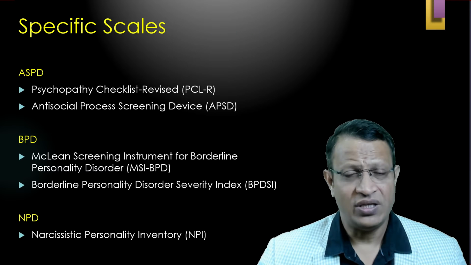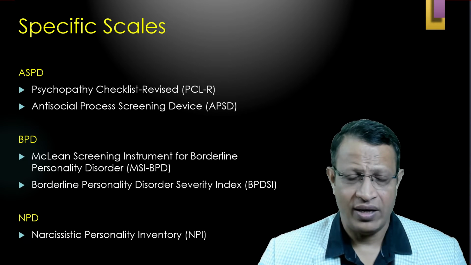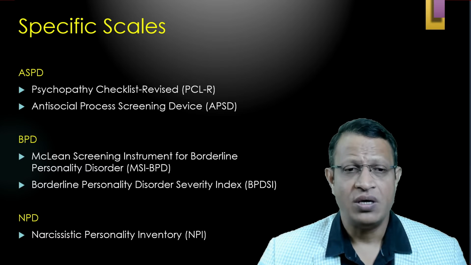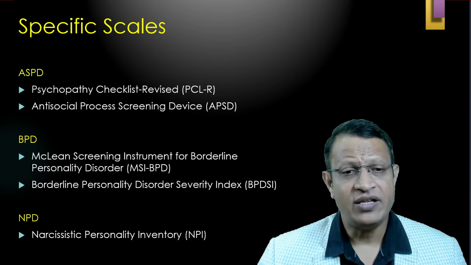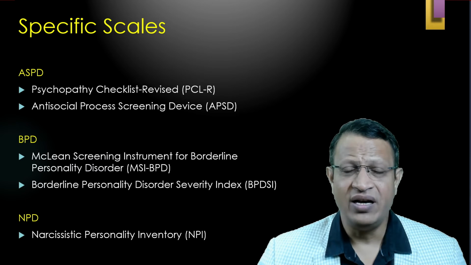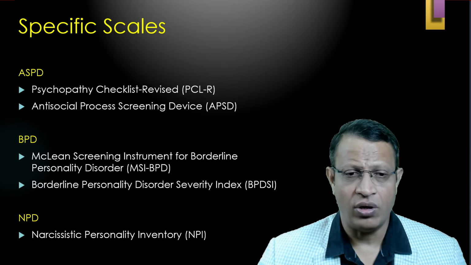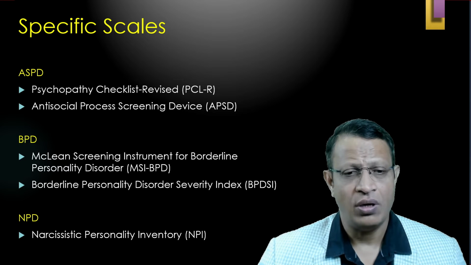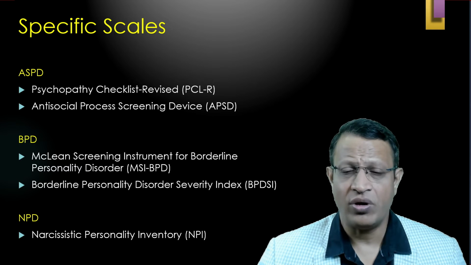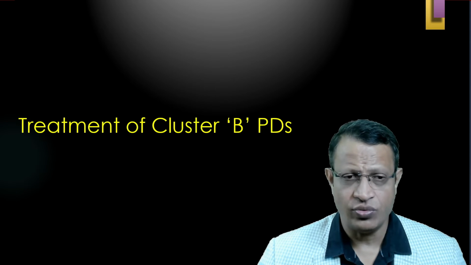With regard to specific screening and diagnostic scales, for ASPD you can use the Psychopathy Checklist Revised, that is PCL-R, and the Antisocial Process Screening Device, that is APSD. With regard to borderline personality disorder, you can choose the McLean Screening Instrument for Borderline Personality Disorder, or else the Borderline Personality Disorder Severity Index. And finally, for NPD, the Narcissistic Personality Inventory can be chosen.